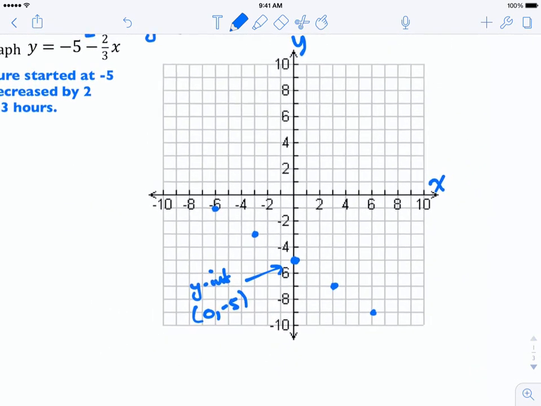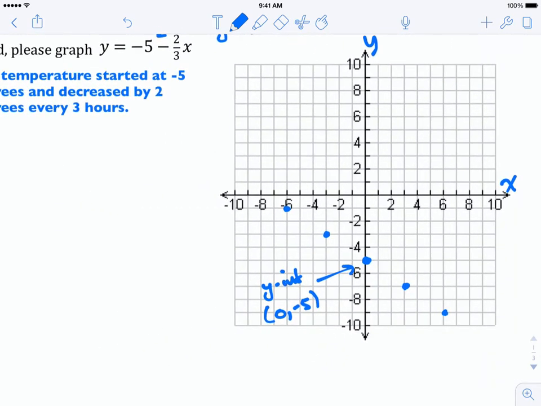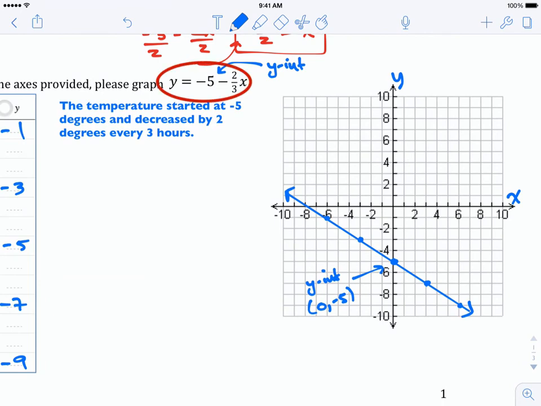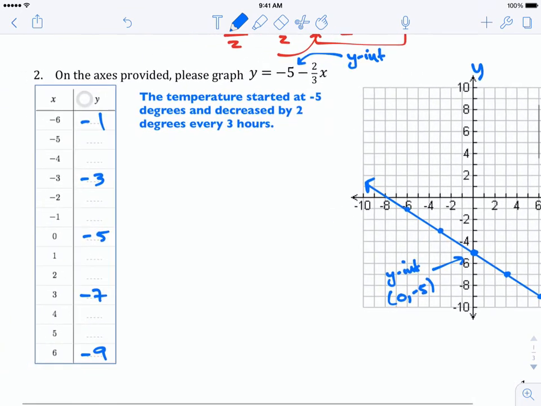Awesome. And now I think we're definitely ready to go ahead and graph this line. Amazing. And so here we have the graph of all the infinitely many ordered pair solutions to this equation. Now note to self, I have a whole bunch of different x values on this table of values. I think it's really easy to use all those x values that are multiples of 3, because remember in our story we said the temperature decreased by 2 degrees every 3 hours. So might as well just talk about every 3 hours.